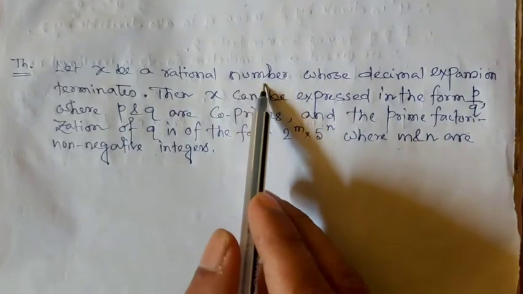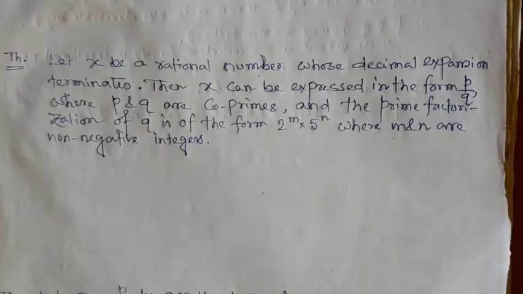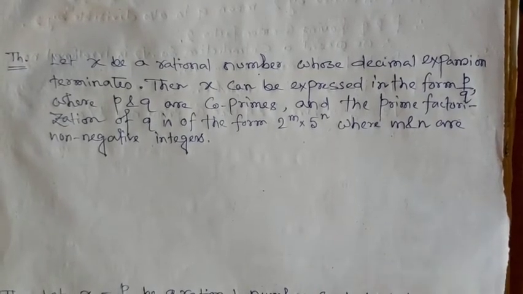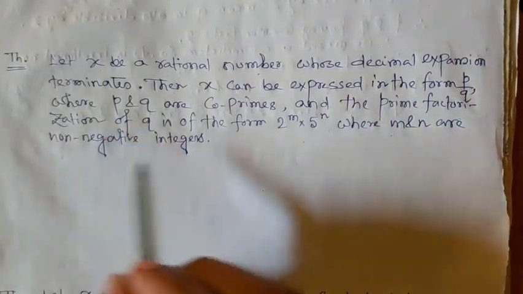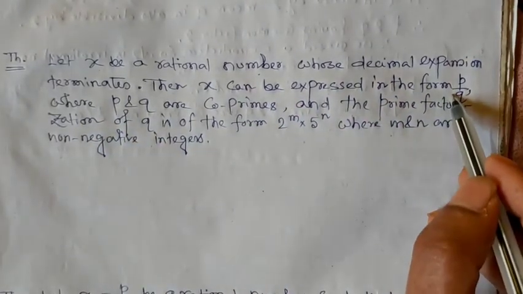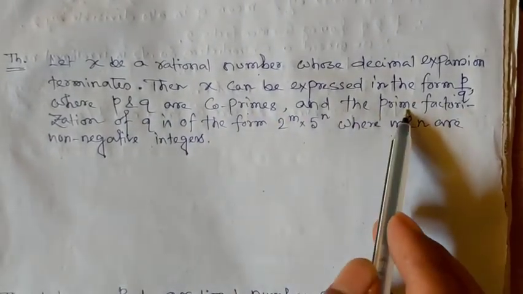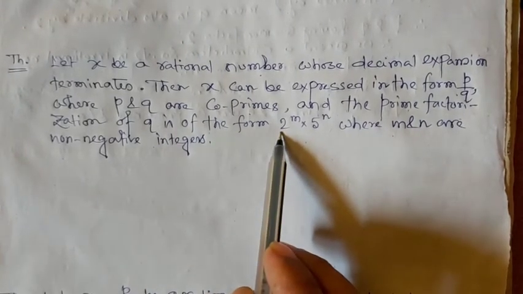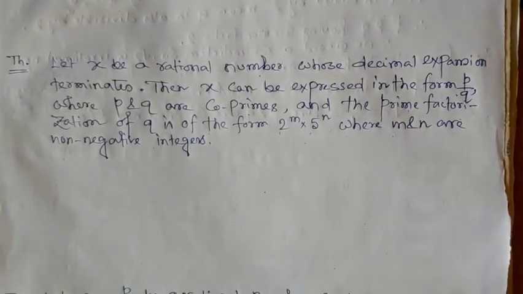Let x be a rational number. x is any rational number whose decimal expression is terminating, that means after a finite number of steps of the division, it terminates. Then x can be expressed in the form p by q, where p and q are co-prime numbers, and the prime factorization of q is of the form 2 to the power m into 5 to the power n, where m and n are non-negative integers.